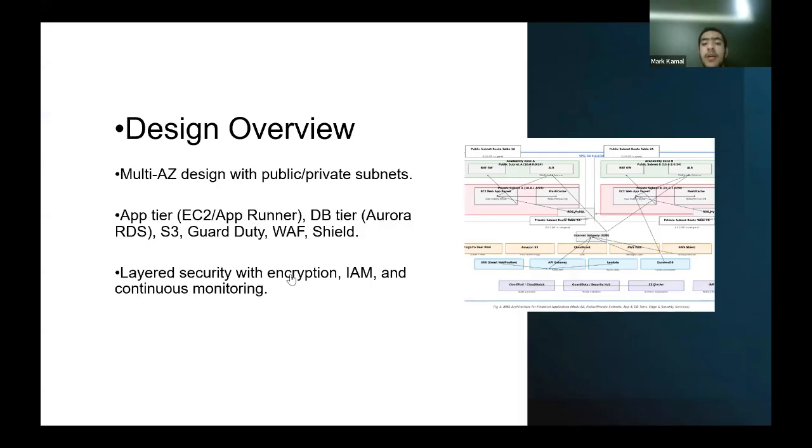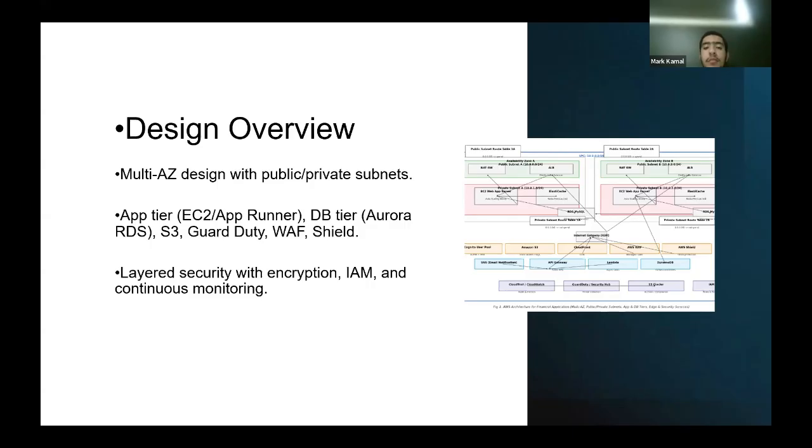So, here's the architecture we designed. It's a multi-AZ environment divided into public and private subnets. The application tier is hosted using EC2 or App Runner with an elastic load balancer for distributing traffic. The database tier was Amazon RDS for secure multi-AZ data storage.